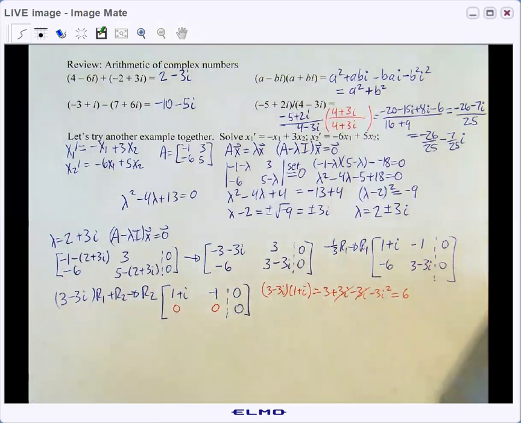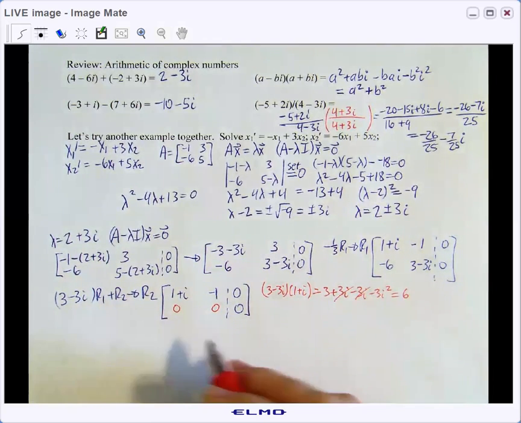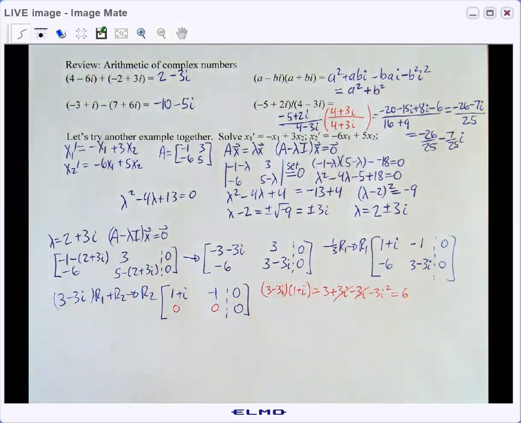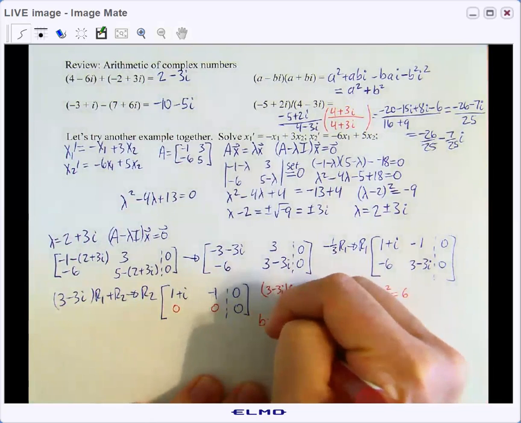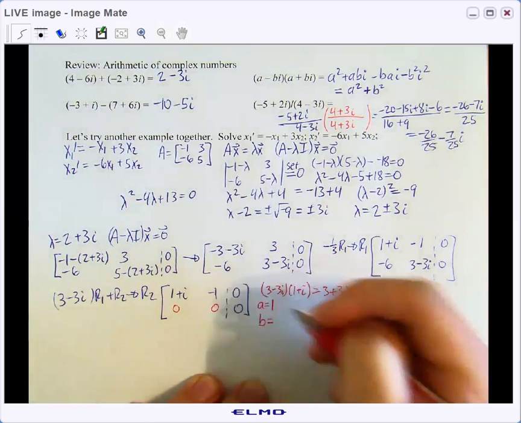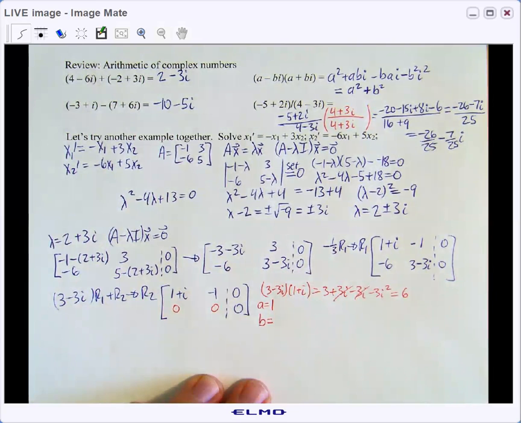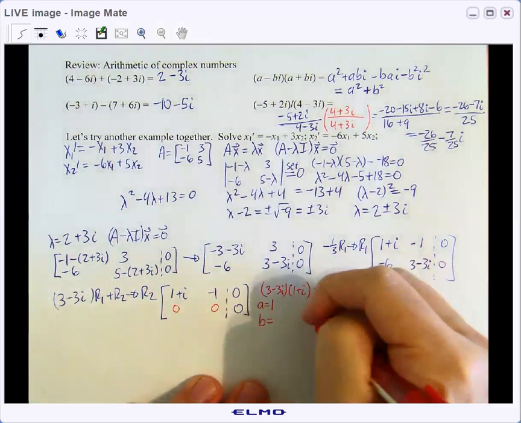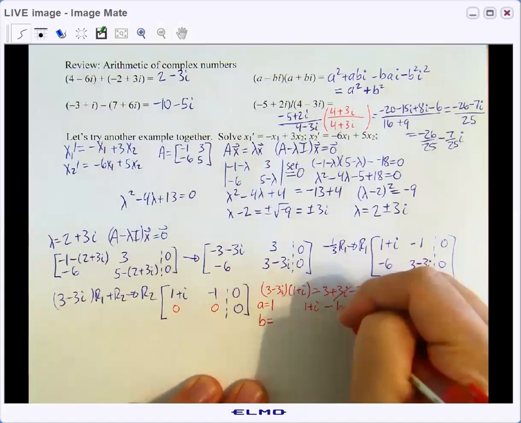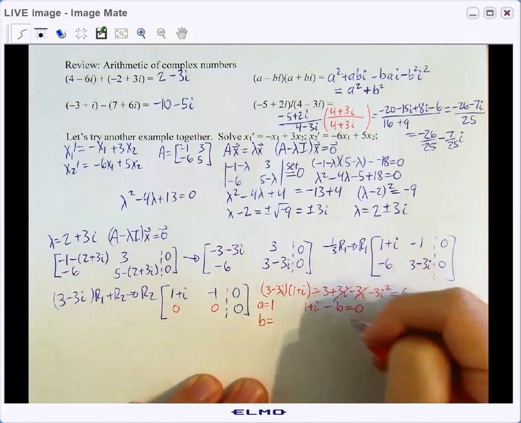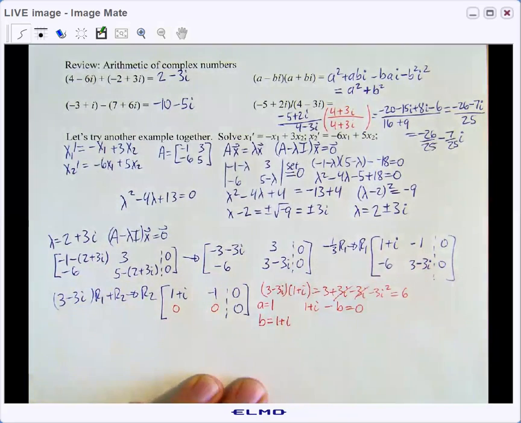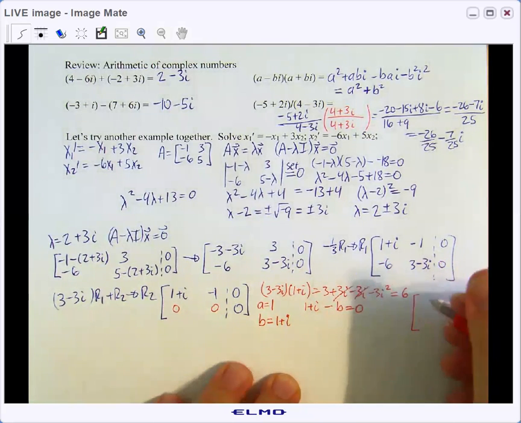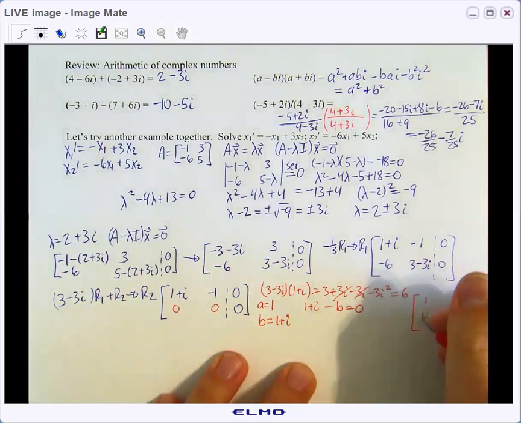Okay. Now what we're going to do here, normally we put this into completely reduced row echelon form, but this book likes to stop here and say, well, let's let a be 1 and b be whatever it is. So if a is 1, we've got 1 plus i minus b equals 0. Adding b to both sides, we then see that b is 1 plus i. And so our eigenvector corresponding to this eigenvalue is (1, 1 plus i).